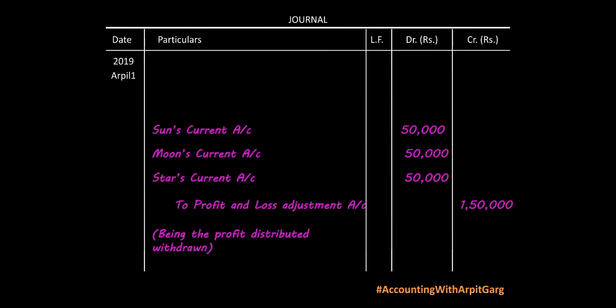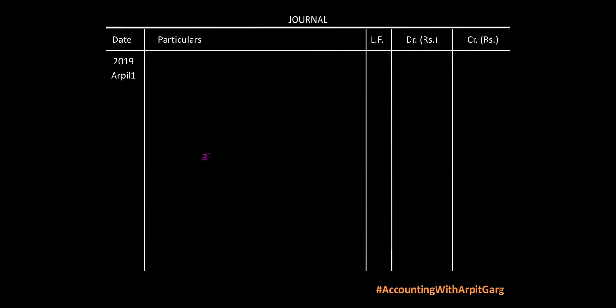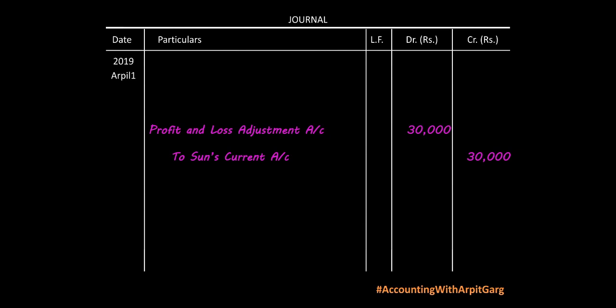Then, Sun was to get salary. So, to Sun's current account, rupees 30,000, we will give him salary. As this is of the previous year, we will not write salary or anything now. We will just give him directly. So, to Sun's current account, 30,000. We will credit Sun's account. And on the debit side, yes, profit and loss adjustment account. Narration, being Sun's salary credited.